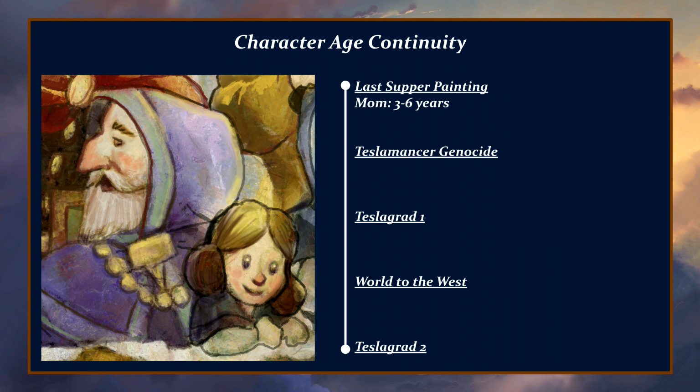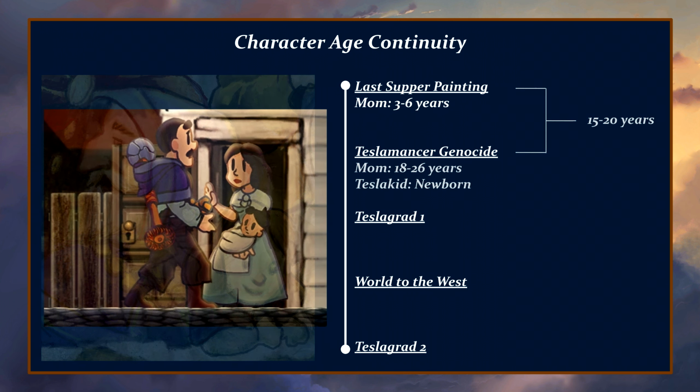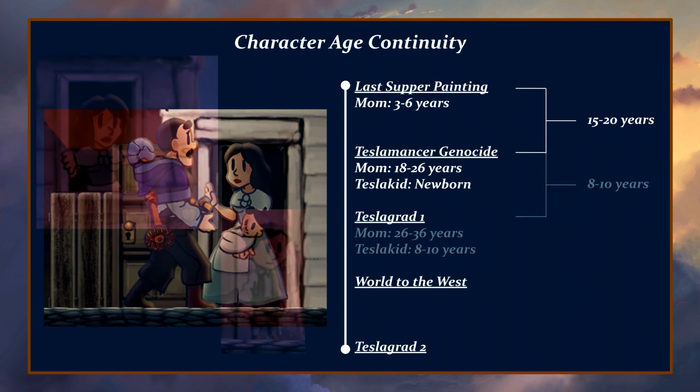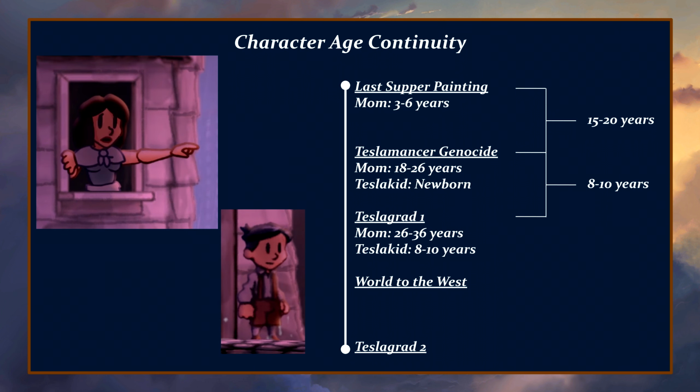if this girl sitting with Solomon Tesla is his daughter, I'm going to put her around 3 to 6 years old. From the beginning of the Wormheim offensive to the Teslamancer genocide, I'm going to give around 15 to 20 years, long enough for Solomon's daughter to mature, marry, and give birth to Tesla Kid. From the beginning of the Teslamancer genocide to the beginning of Teslagrad 1, we look at Tesla Kid's age as the game begins. I'm going to say he's around 8 to 10 years old.